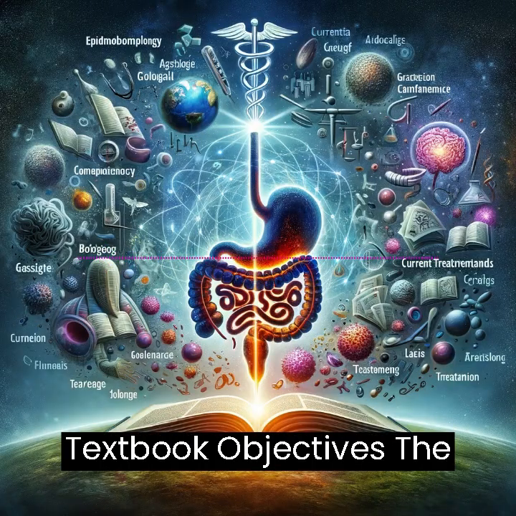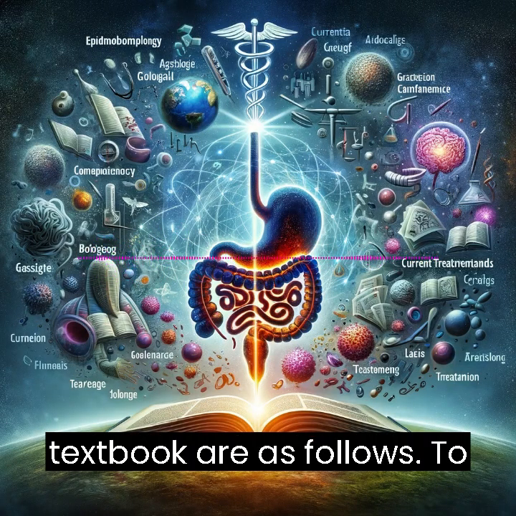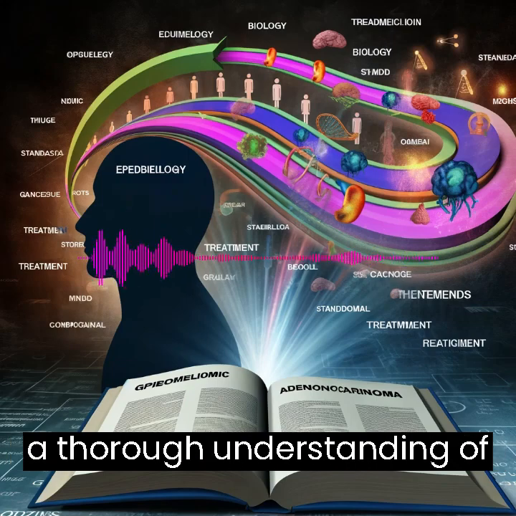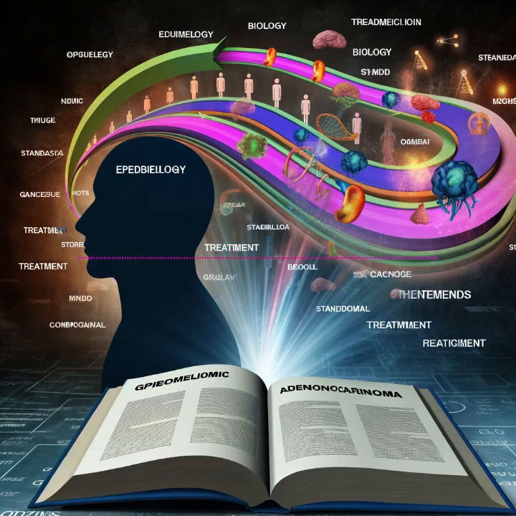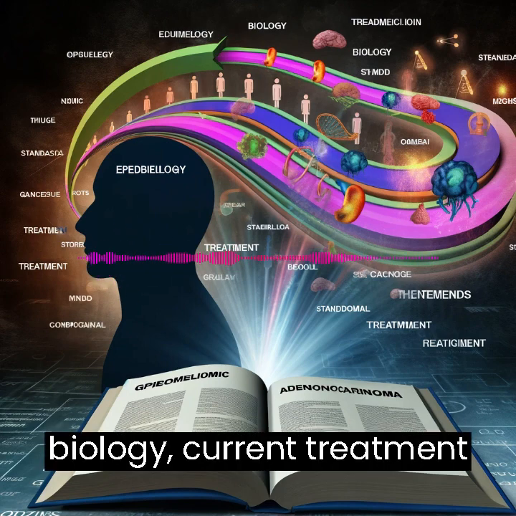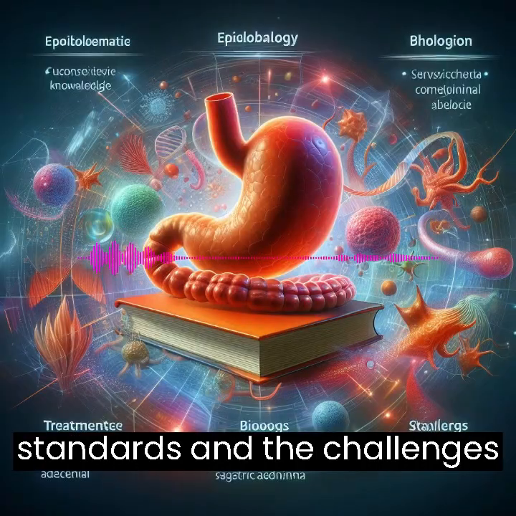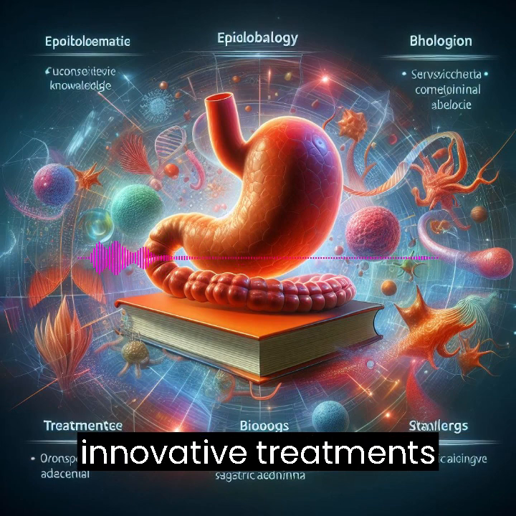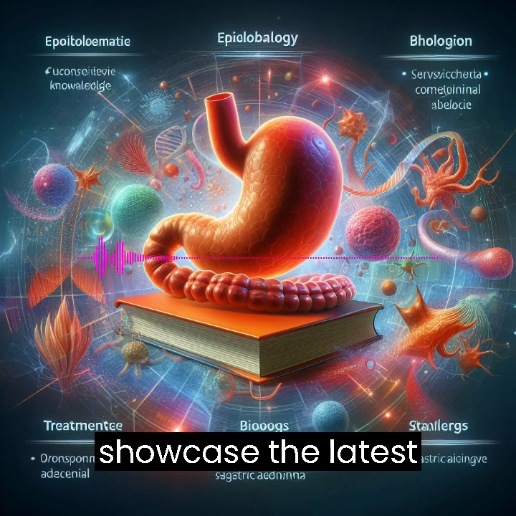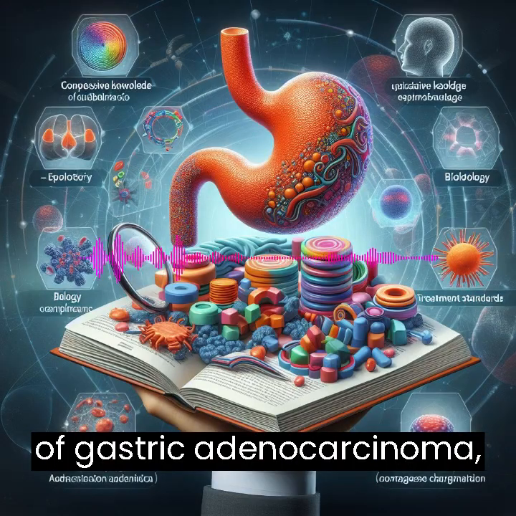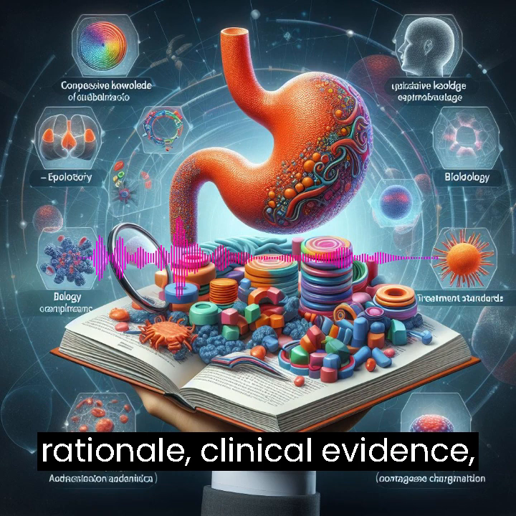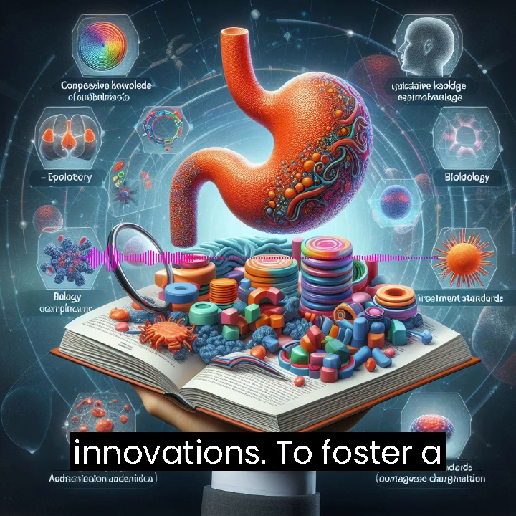Textbook objectives. The primary objectives of this textbook are as follows. To provide comprehensive knowledge, equip readers with a thorough understanding of gastric adenocarcinoma, including its epidemiology, biology, current treatment standards, and the challenges faced in treating this disease. To highlight innovative treatments, showcase the latest advancements in the treatment of gastric adenocarcinoma, emphasizing the scientific rationale, clinical evidence, and potential impact of these innovations.